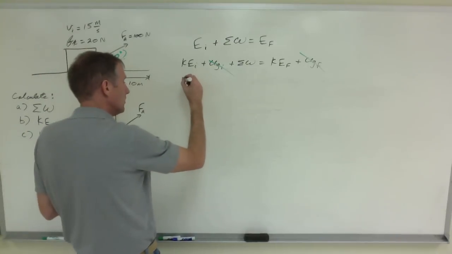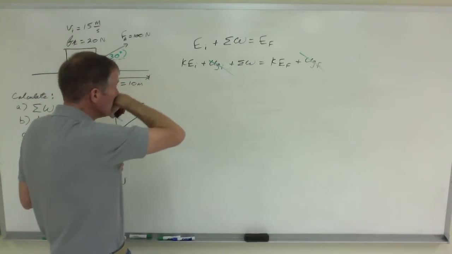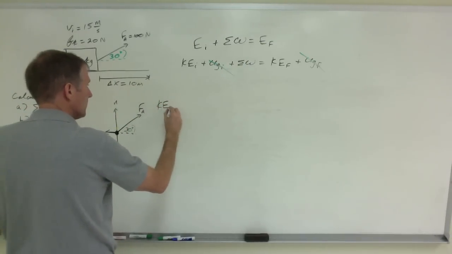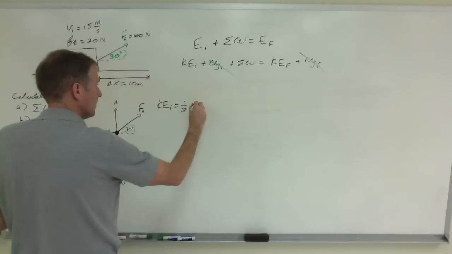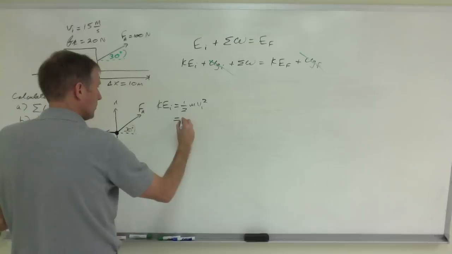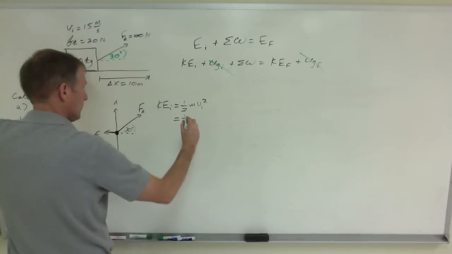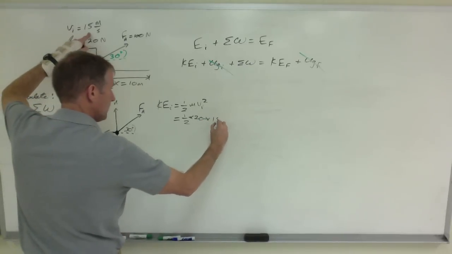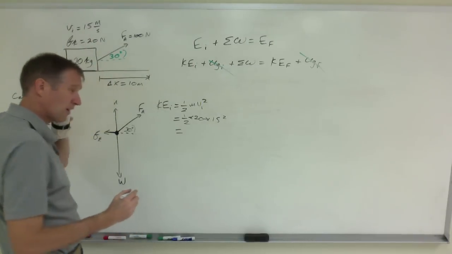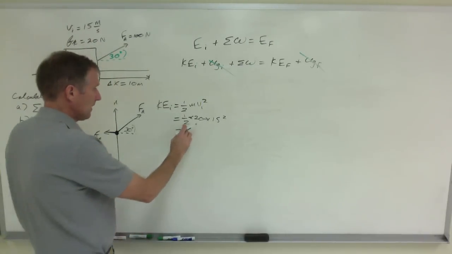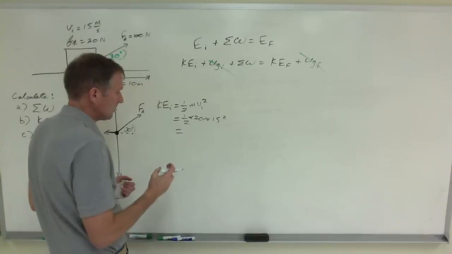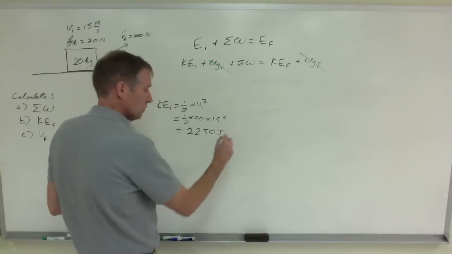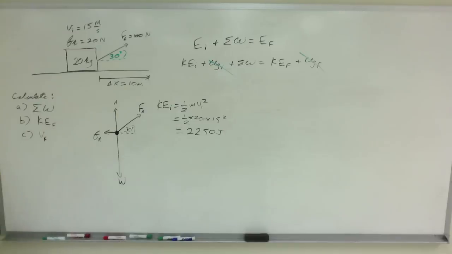Well, the initial kinetic energy, you can go off to the side and calculate it. Let me just go off and calculate it right here. The initial kinetic energy is 1/2 mvi squared. And that's going to be 1/2 times the mass of 20 kilograms times the initial velocity of 15 squared. 15 squared, I think, is 225, and the half of 20 is 10. So 10 times 225, 2,250 joules. I should check that. I think it's right.